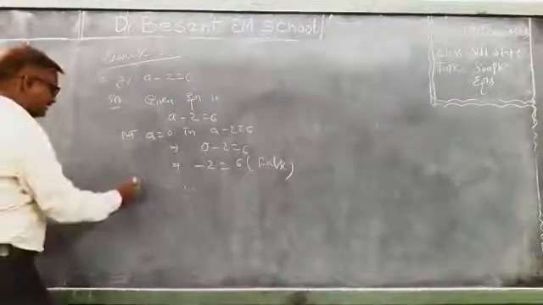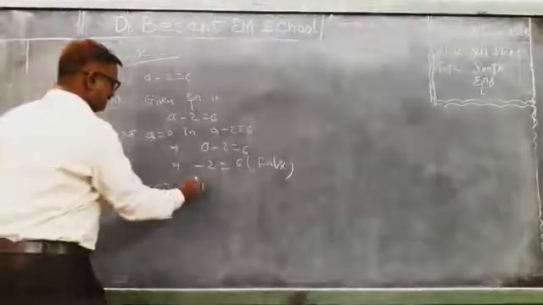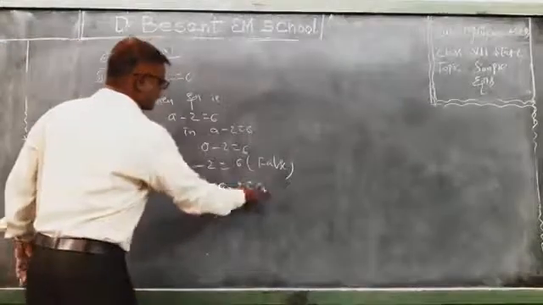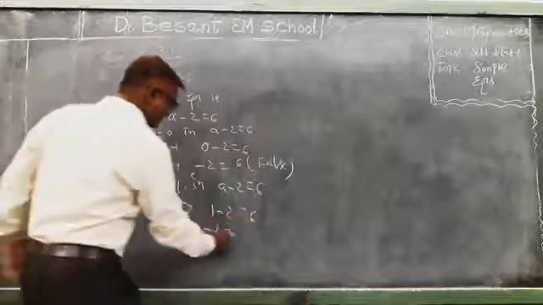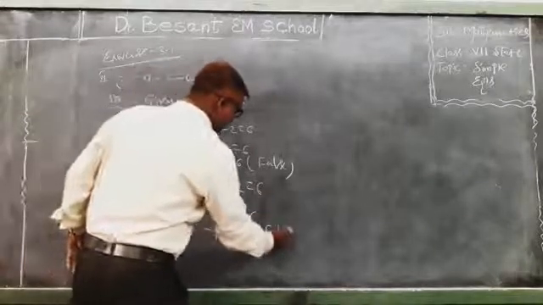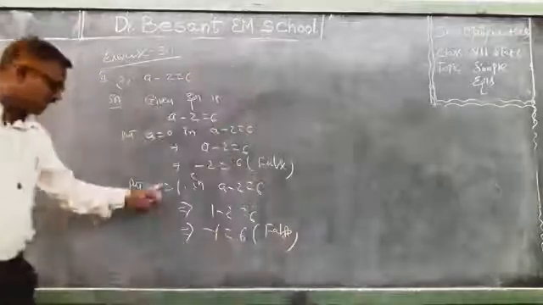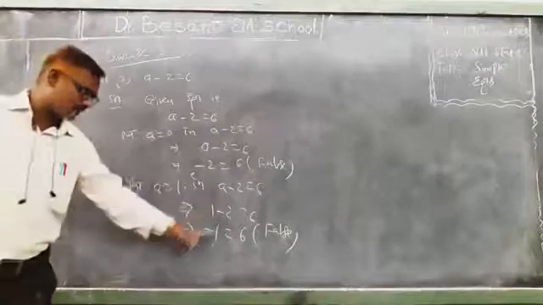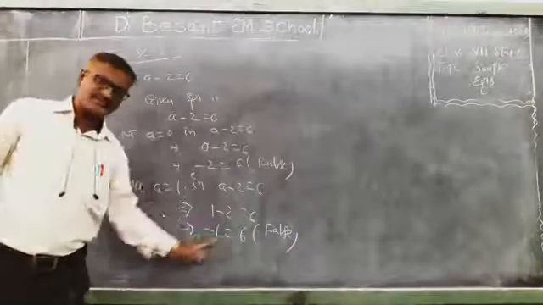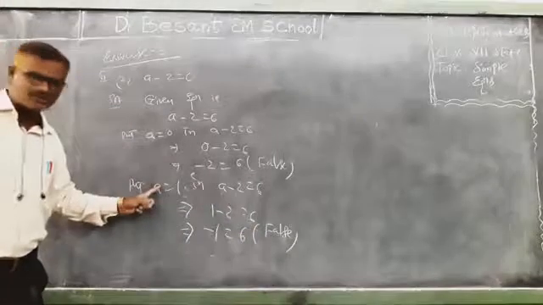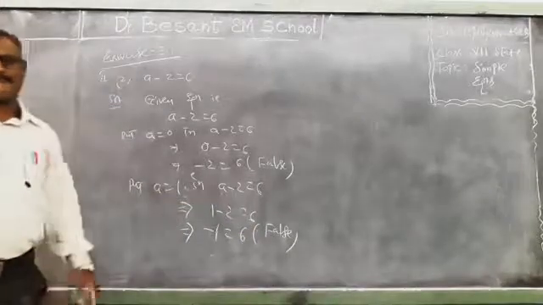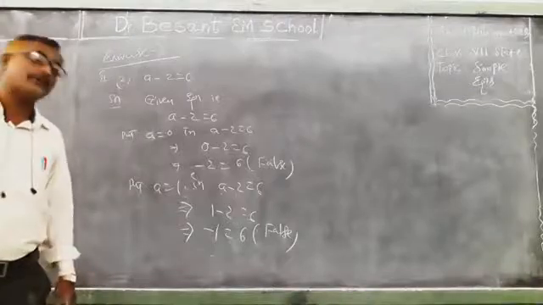Then you go for a equal to 1 in the equation a minus 2 is equal to 6. a is 1, so 1 minus 2 is minus 1 equal to 6, which is also false. After keeping a equal to 1 in LHS, we got minus 1 equal to 6. Minus 1 and 6 are not equal, which is false. So a equal to 1 is not a solution for this equation. Did you understand?